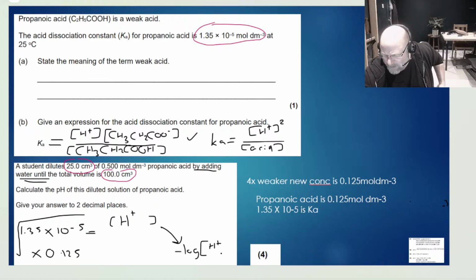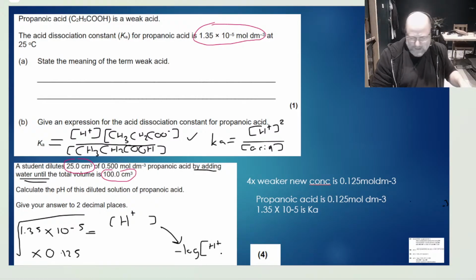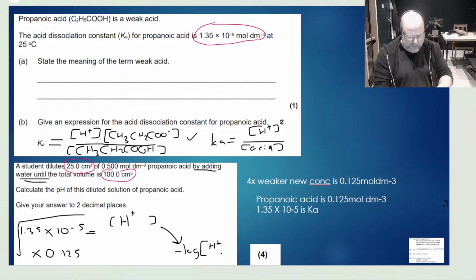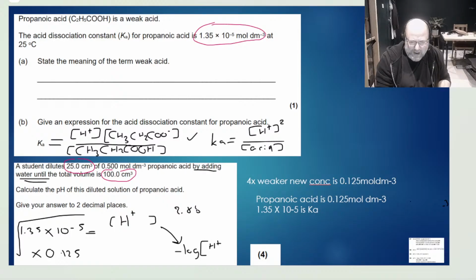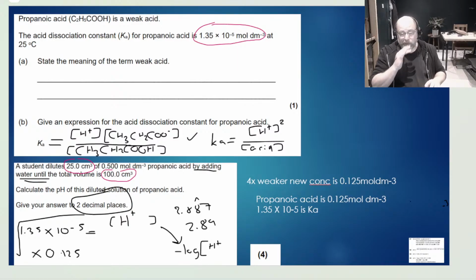Anyone else get 2.9? Let's have a little look. Let's smash it in. So we go 1.35 times 10 to the minus 5 times that by 0.125 equals that. Square root answer equals that. Minus log answer equals, yeah, I got 2.887, maybe 2.89. I got 2.887, and I would round that to 2.89 as they want 2 dp. I go 2.89.